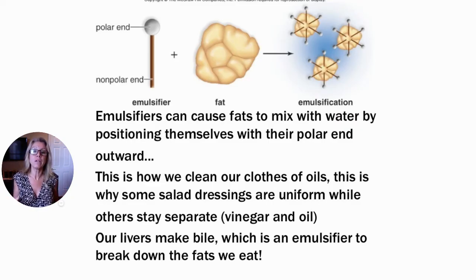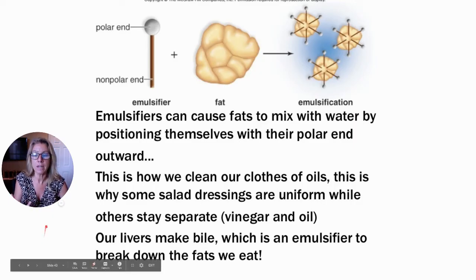Also, we use emulsifiers to clean fats, like Dawn dishwashing soap. I don't make any money from Dawn, that's just what I use. It's great at cleaning and breaking down the oils because it has emulsifiers. So your liver has bile in it, and bile is what helps break down your fats. And you store bile in your gallbladder. That's why people who have had their gallbladder removed have a very difficult time eating fats, because they don't have a substance to break down those fats so they're more easily digested and absorbed. It's just a little side note.